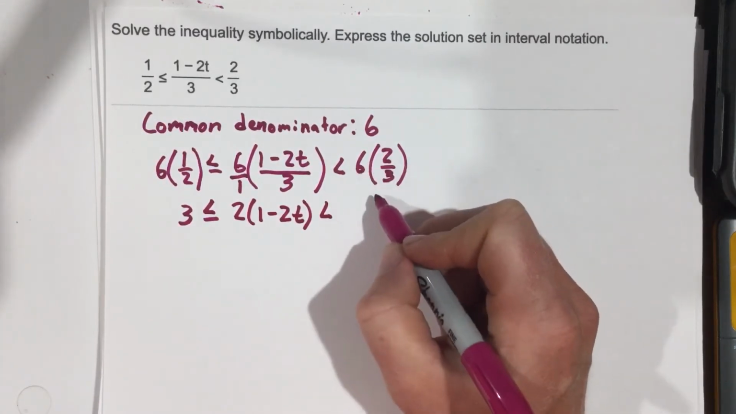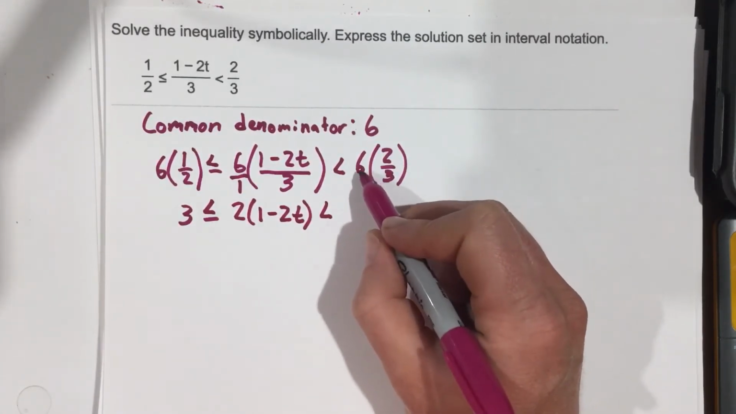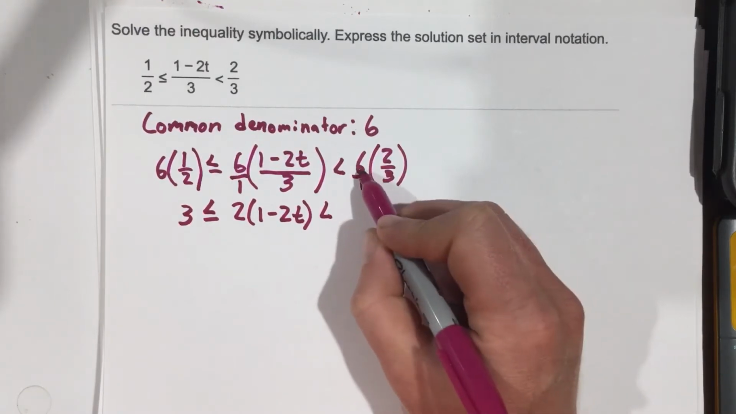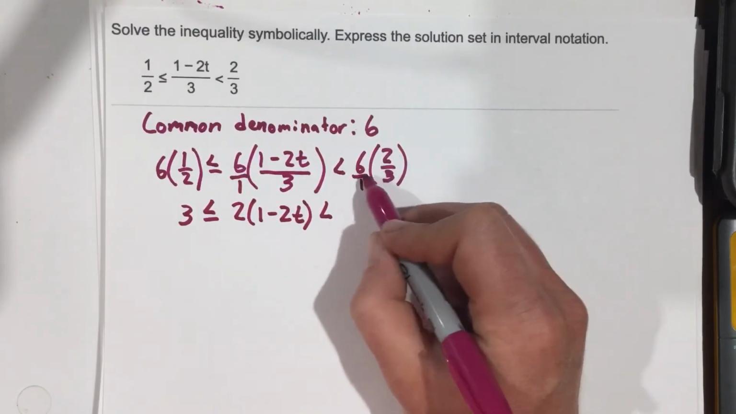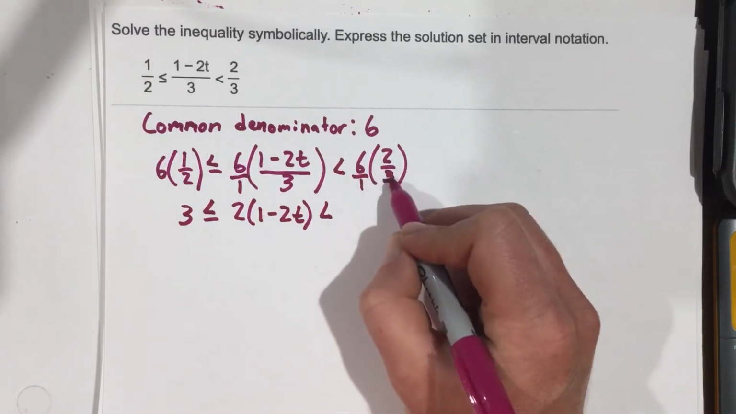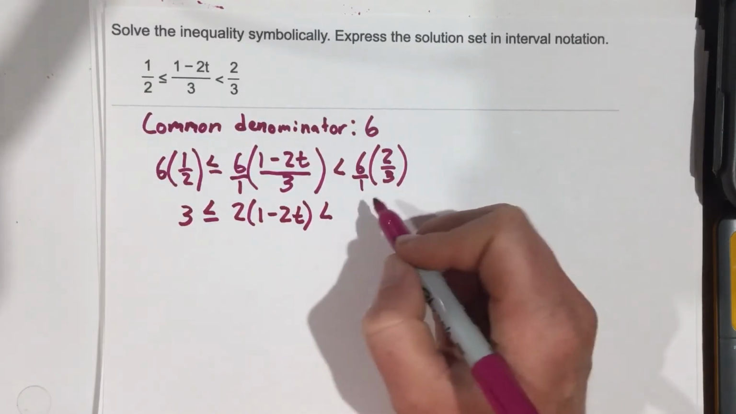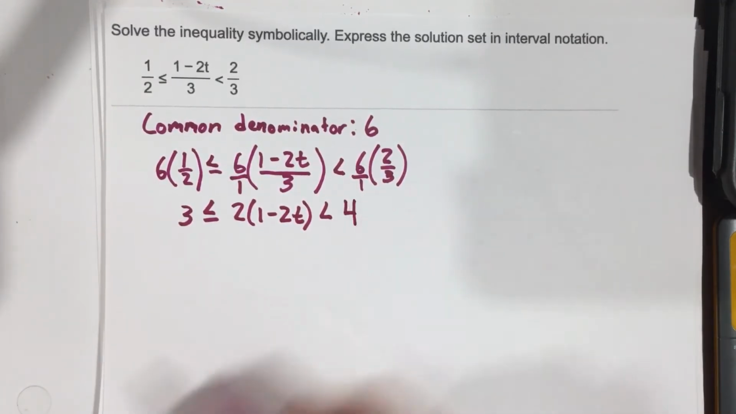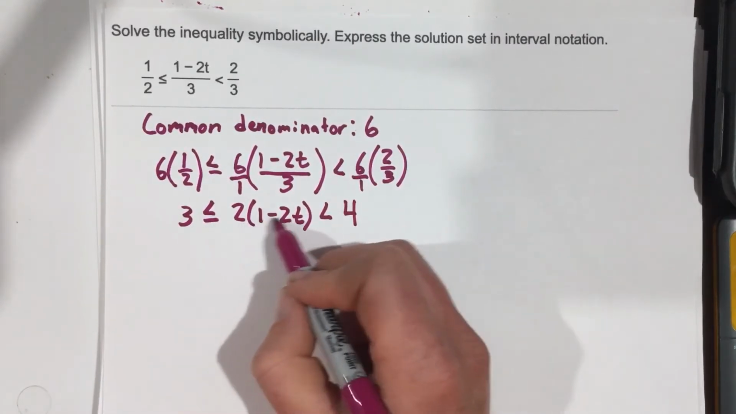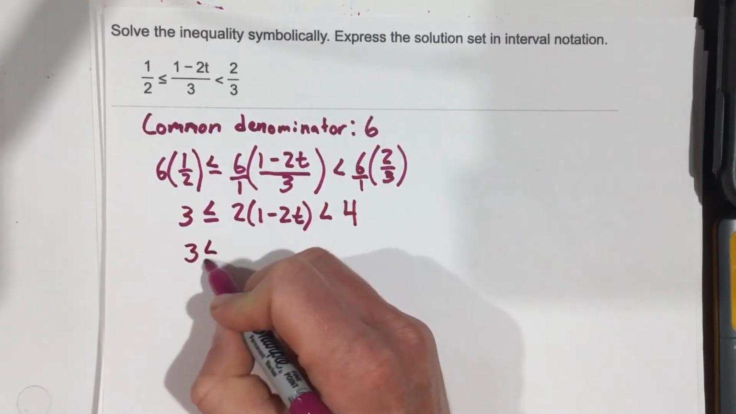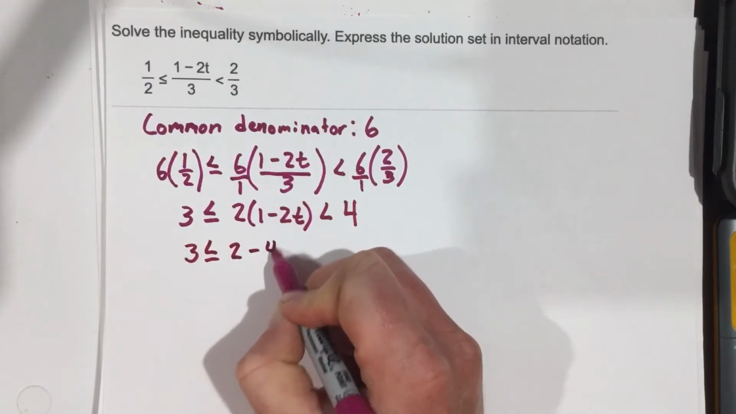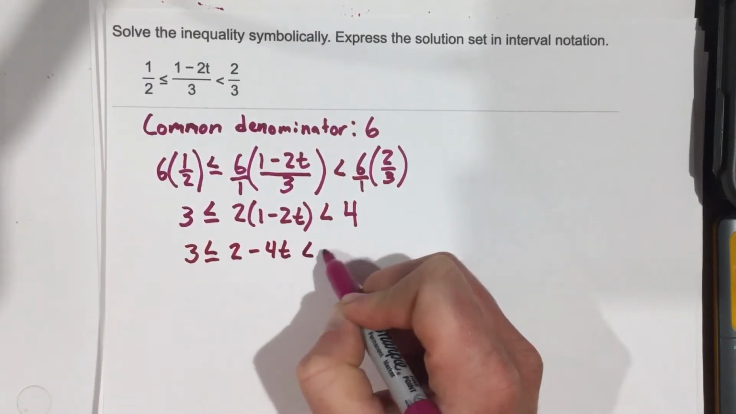Well, 2/3 of 6 is 4, and you could get that by saying this is 6 over 1, times 2 over 3, which is 6 times 2 is 12, over 3, 12 over 3 is 4. So there's multiple ways to think about it. Now we can distribute inside, so we get 3 less than or equal to 2 minus 4t, less than 4.